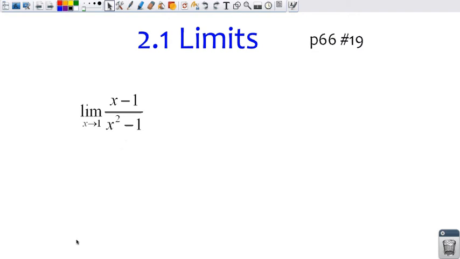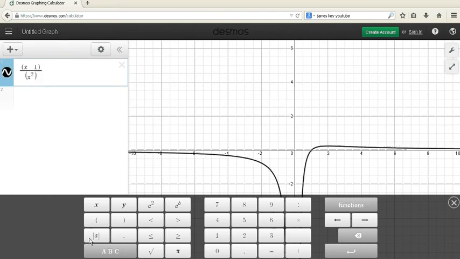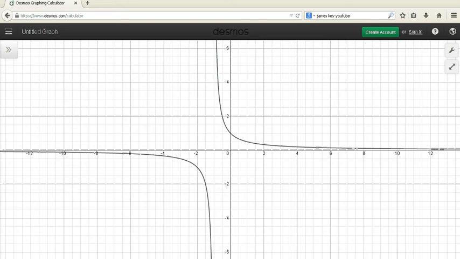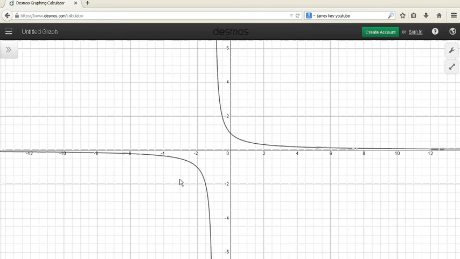So I guess we'll go ahead and start with the Desmos graphing calculator, typing in x minus 1 over x squared minus 1 and seeing what we can see. Here goes. X minus 1 over x squared minus 1. Okay, so there's our function, and we're supposed to analyze the behavior around x equals 1.